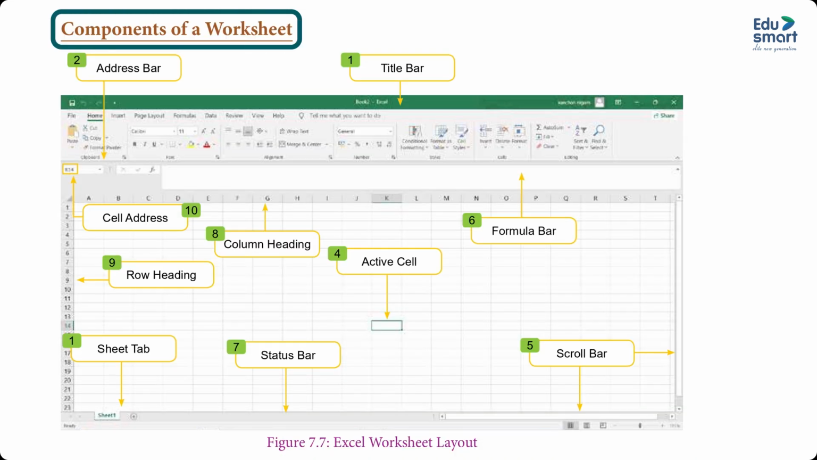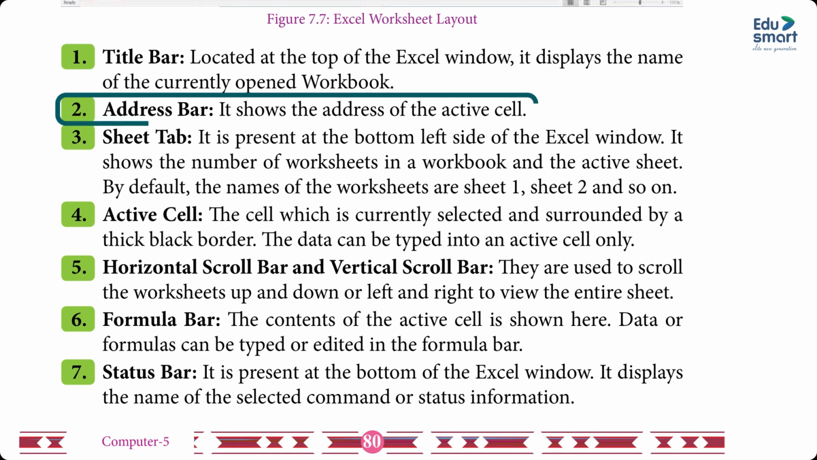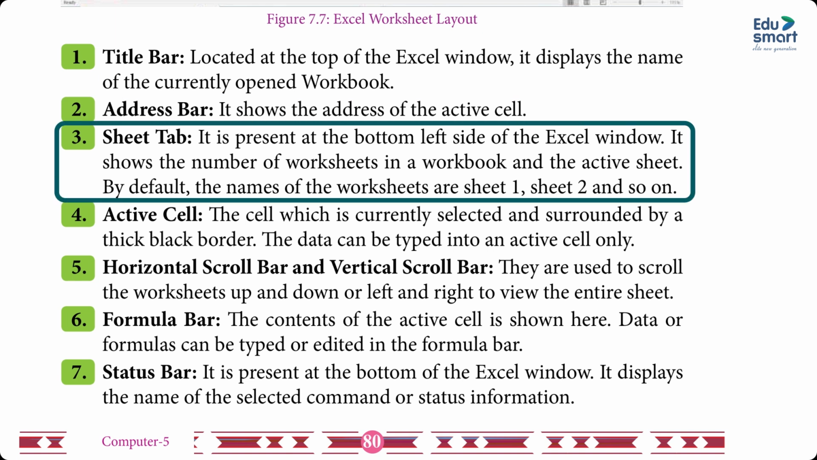Components of a worksheet. 1. Title bar. Located at the top of the Excel window, it displays the name of the currently opened workbook. 2. Address bar. It shows the address of the active cell. 3. Sheet tab. It is present at the bottom left side of the Excel window. It shows the number of worksheets in a workbook and the active sheet. By default, the names of the worksheets are Sheet1, Sheet2, and so on.